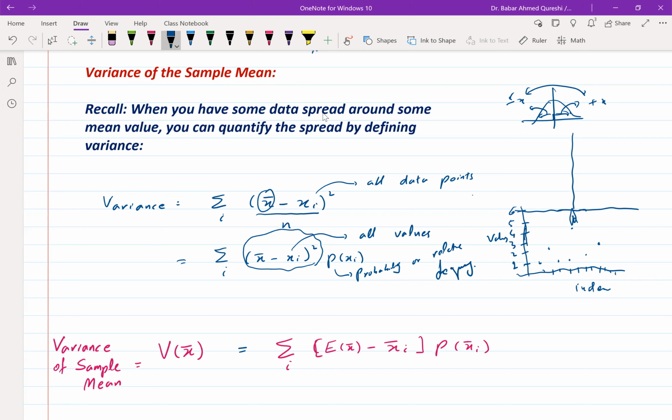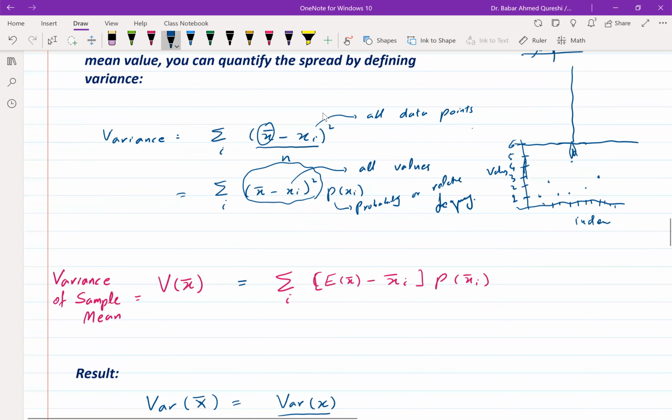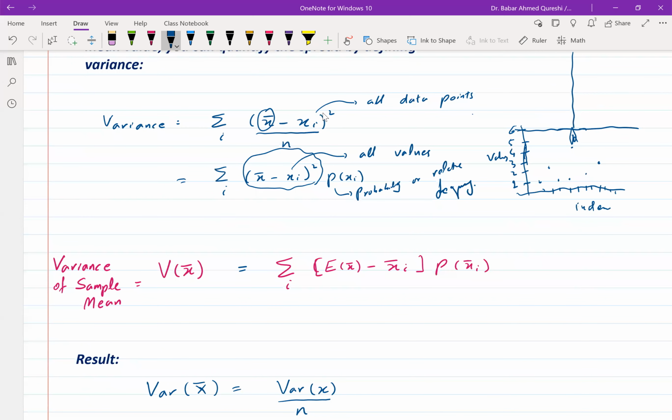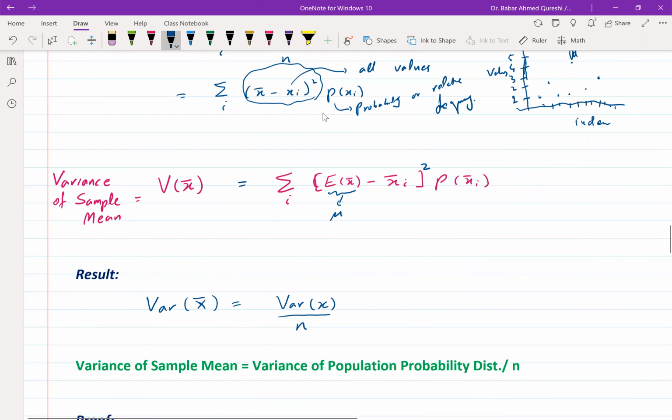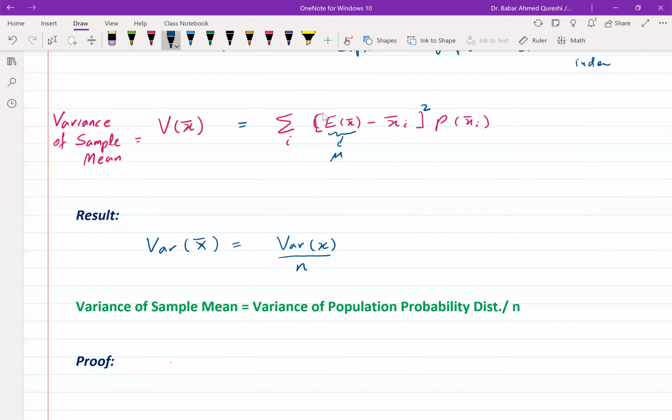So that's the variance. So what would be the variance of the sample mean? If I use the same thing, sample means are hopping, but they have an expectation value, which comes over here, which would actually be equal to the population mean. And then you take a difference with each sample mean value, multiply it with the probabilities. Well, I have to square it, and then the sum. Now you have this result.